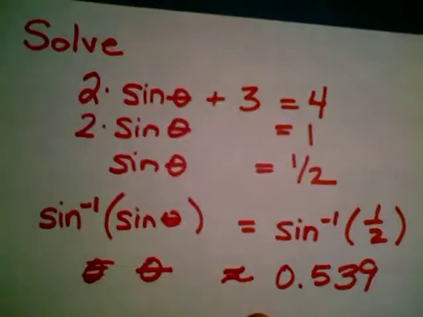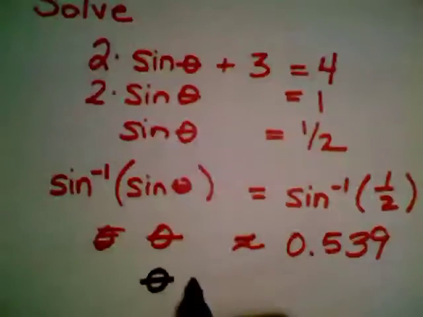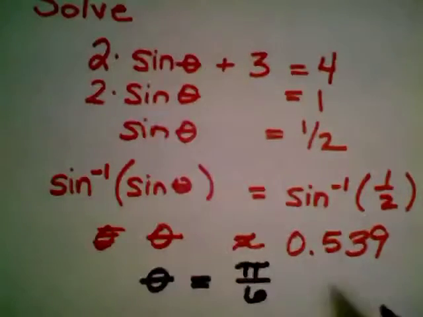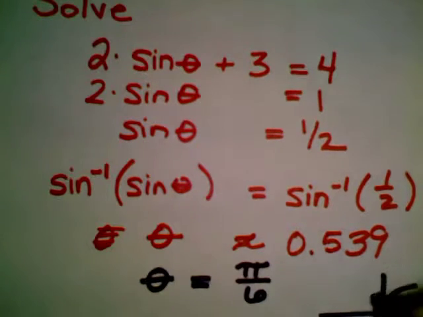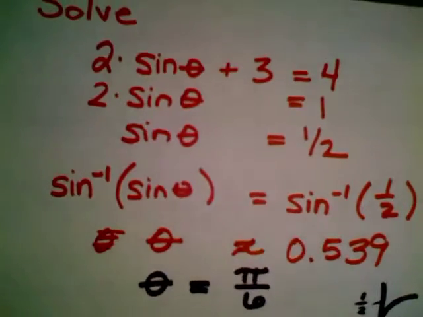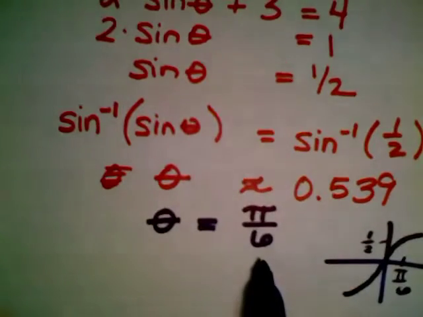Since the time is still ticking, let me finish up this one example. Using the unit circle, we would have found the exact value of theta in radians, pi over 6. If you remember the graph of sine, there was only one value of theta that would give us an output of 1/2, and that was pi over 6.